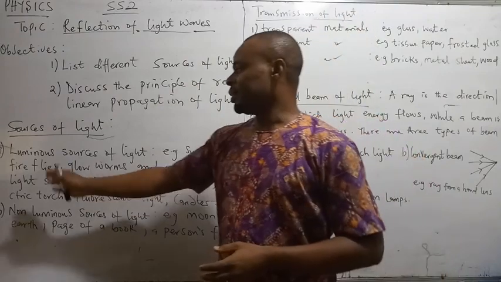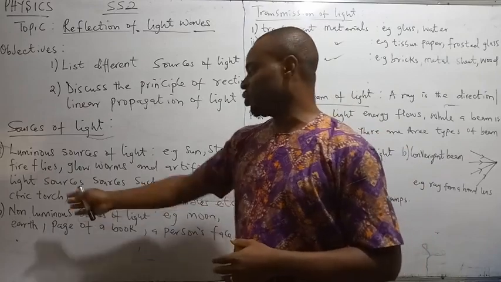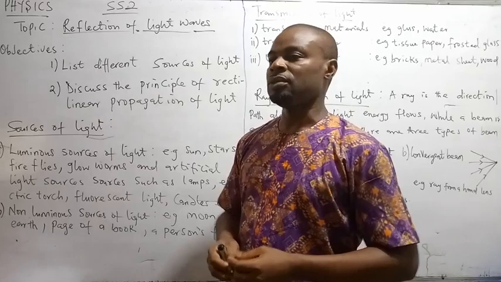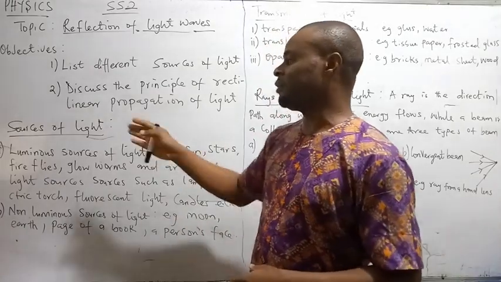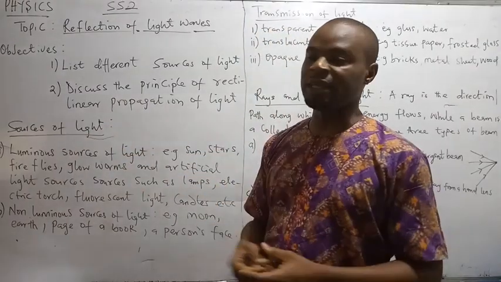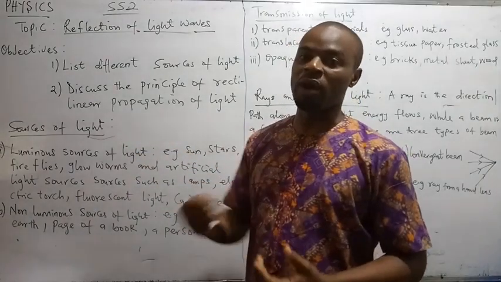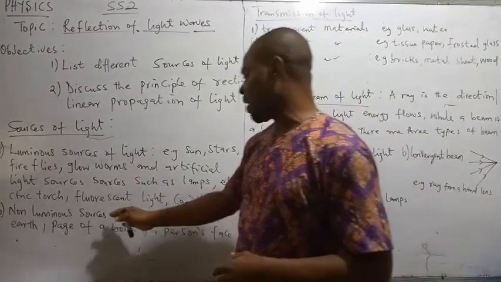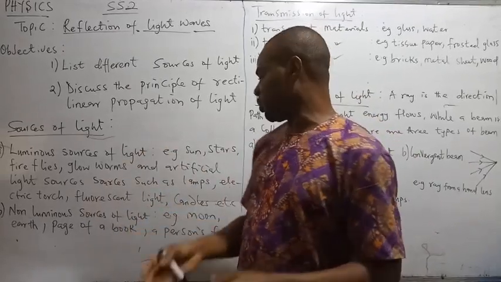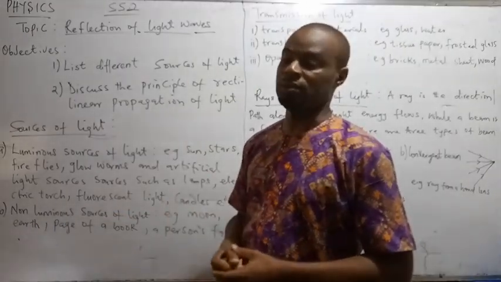Now we have the second sources of light, which is non-luminous sources of light. And these are those that depend on what? The artificial sources of light or the self-luminous sources of light to illuminate them. They only reflect the light from these natural or artificial sources. Example, we have the moon, the earth, a page of a book, a person's face. All these, you cannot see them without light.